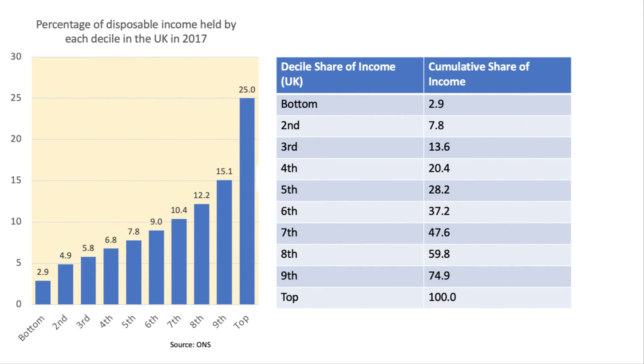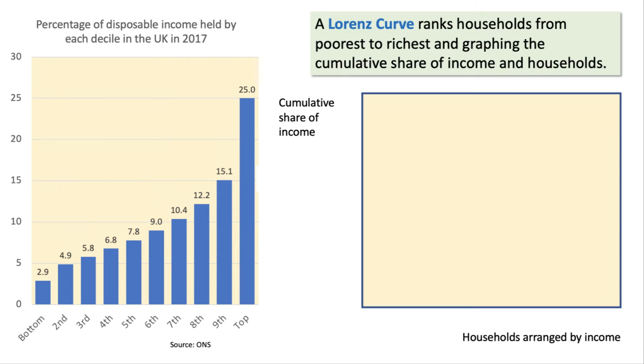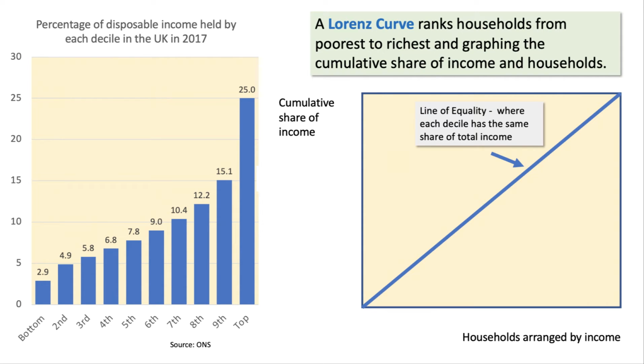Now, a Lorenz curve arranges and ranks households from poorest to richest and graphs the cumulative share of income and households. Income on the y-axis, households on the x-axis. If there was no inequality, then we would have a straight line Lorenz curve. It's called the line of equality, where each decile has the same share of income. Of course, we know that's not the case. If you look on the left-hand side again, people on the bottom have a disproportionately low share of income.